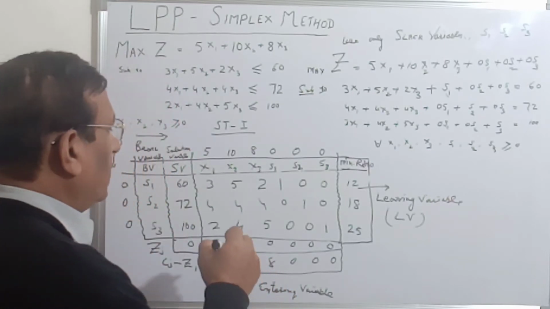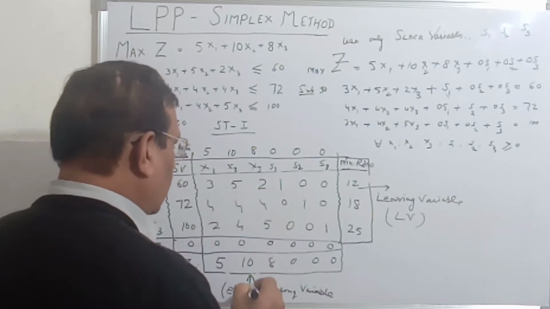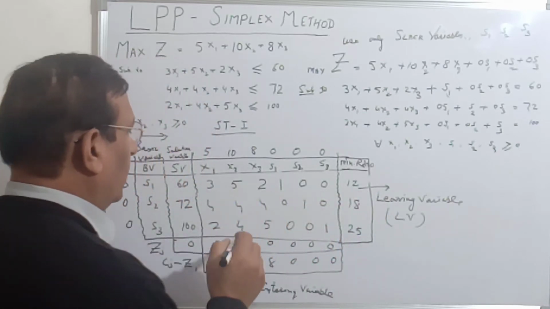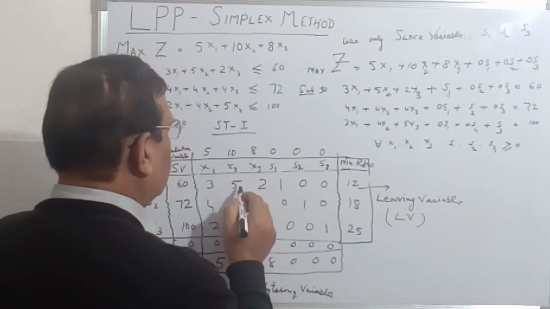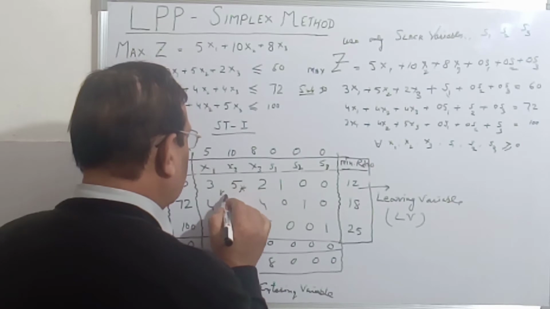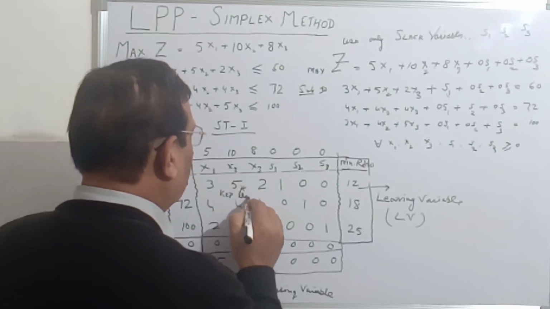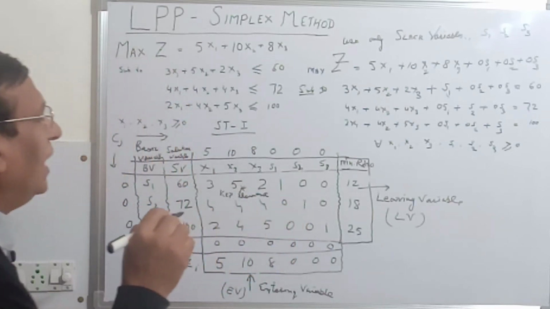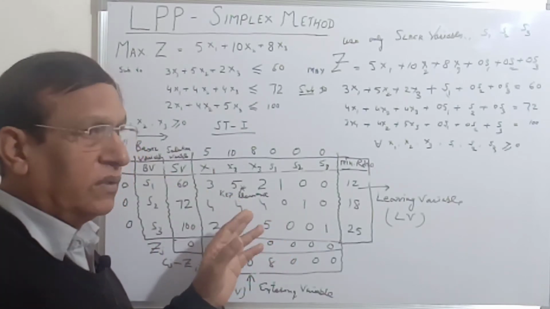The element which lies at the intersection of the entering variable column and the leaving variable row is known as the key element. This is the element 5. This is known as the key element. This key element is very important.